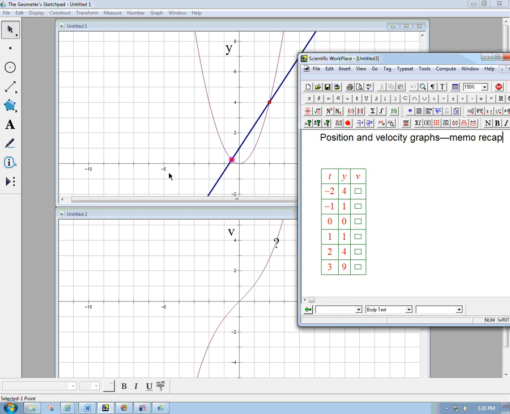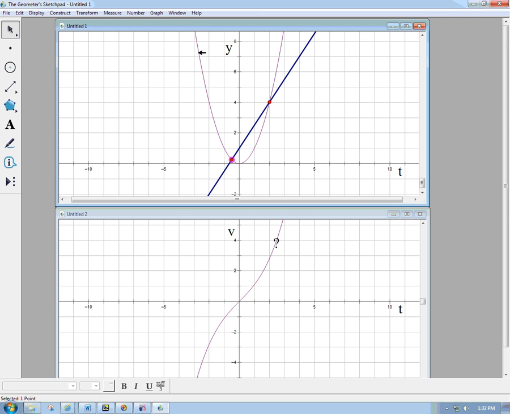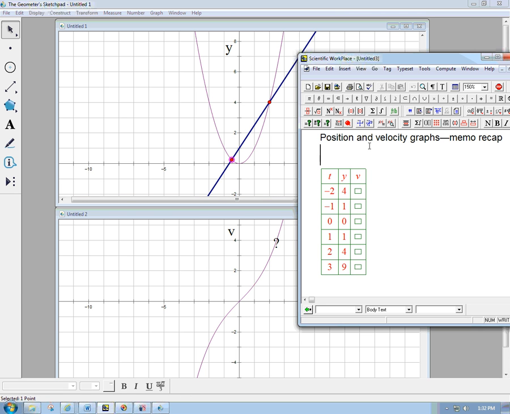This is a recap of where we got to on this very extended and very significant memo about position and velocity graphs. This is the situation we had for the second problem. And we had a graph where the position, this was y (I didn't want to use x because it's confusing), y of t was equal to t squared. And let me put that in the little notes here. Okay, so position y of t was equal to t squared.